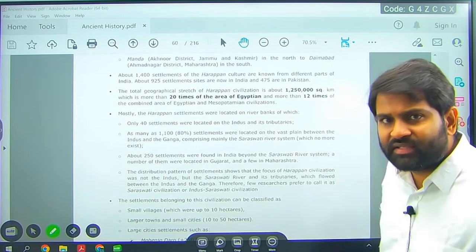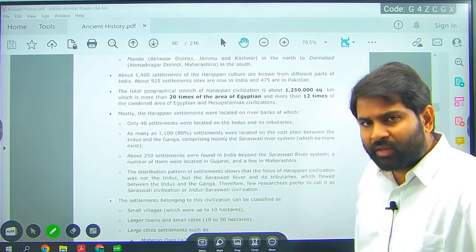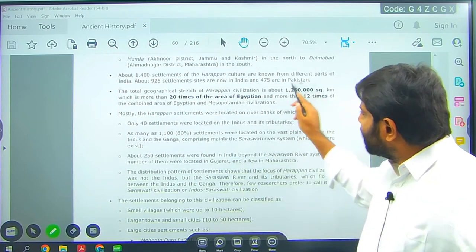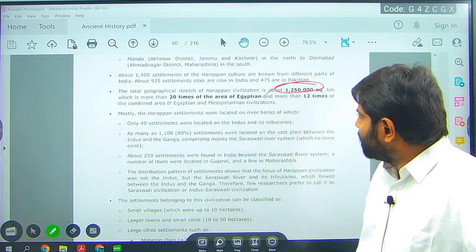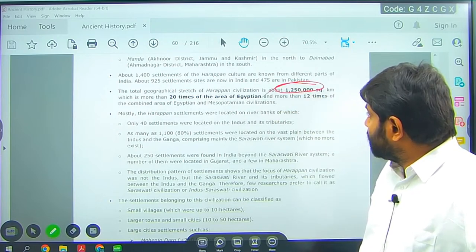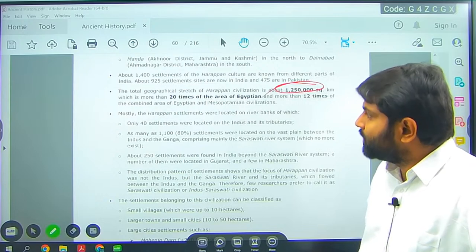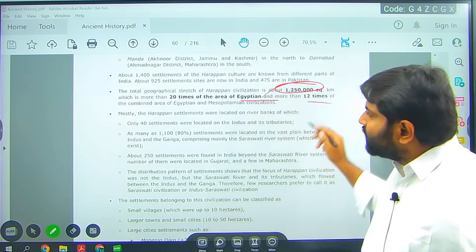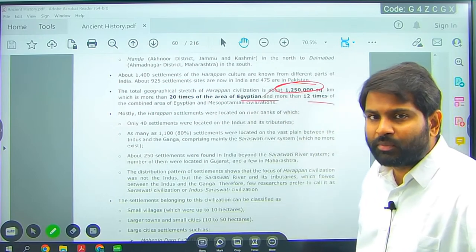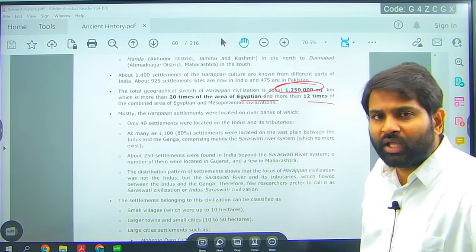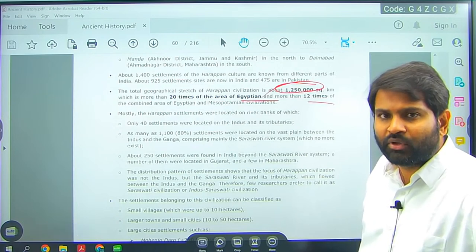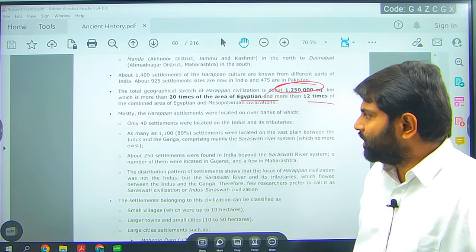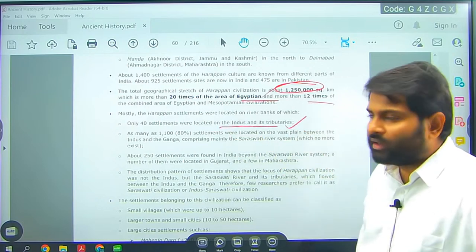If you see the civilization size, keeping the imperial historians in mind, the total stretch of the civilization is 1,12,50,000 square kilometers, which is 20 times that of Egyptian and 12 times the combined area of Egyptian and Mesopotamian. So it is nowhere comparable to any other civilization, Egyptian or Mesopotamian. This is a bigger civilization because more than 1400 settlements are there. Only 40 are located in Indus and tributaries.